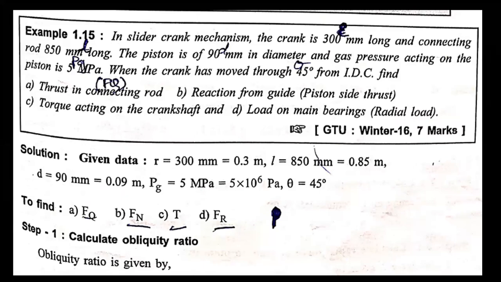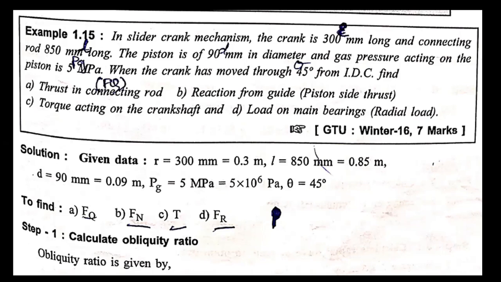First question: in a slider crank mechanism, the crank is 300 mm long and the connecting rod is 850 mm long, and the piston is 90 mm in diameter. The gas pressure acting on the piston is 5 megapascal. When the crank moves through 45 degrees from IDC, find the thrust in the connecting rod, the reaction from the guide, the torque acting on the crankshaft, and lastly the load on the main bearing.